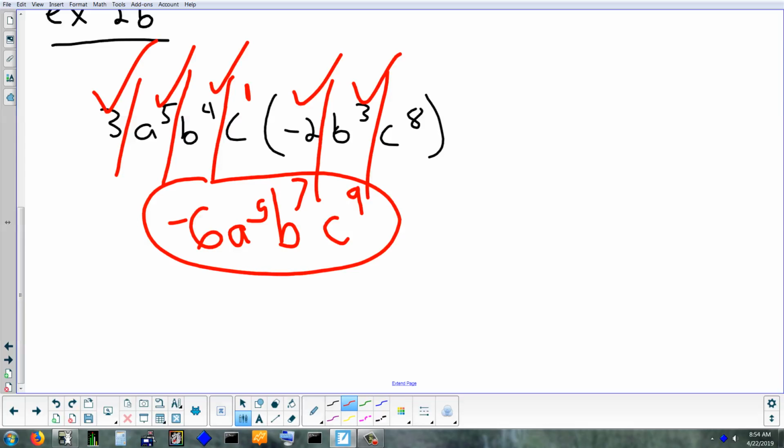Again, I multiplied the whole numbers. That's why I got -6. A to the 5th, there was nothing else with A as a base, so I kept it. I got my B to the 7th, then I got my C to the 9th. Done. Final answer.